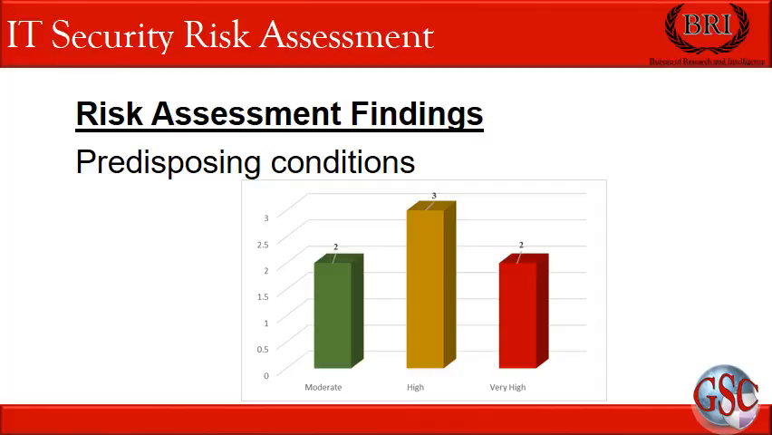A predisposing condition is a condition that exists within the organization, a mission, or business process, which affects the likelihood that threat events, once they're initiated, actually result in adverse impacts to the organization, operations, or assets. This figure portrays the pervasiveness of the predisposing conditions identified during the assessment, again from moderate to very high.